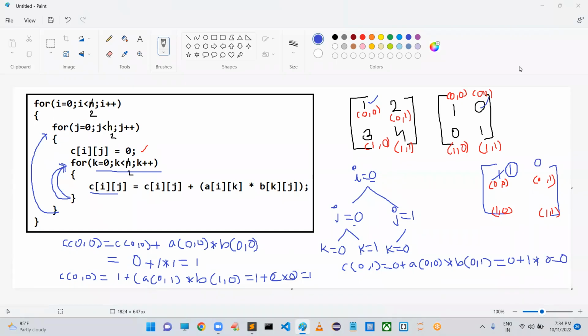Sir, next. What is the next one? This K value will be updated by 1 unit. Now K will become 1. Again C of 0, 1 only it is going to calculate. What will be the value? Previous value is 0 plus A of.